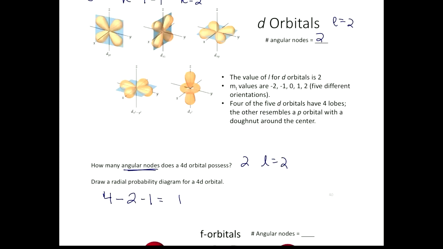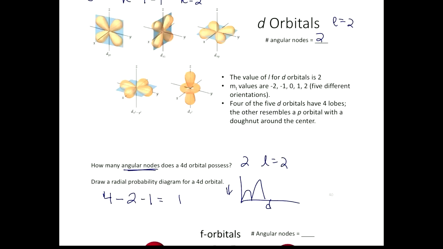Okay, and so the next question says, let's draw the radial probability diagram for a 4d orbital. So that's where this next idea comes into play. Ask yourself, how many radial nodes does a 4d orbital have? And that will allow us to draw the diagram. And so I already calculated here that the number of radial nodes is 1. So we just draw that graph with 1 radial node. All right, so does that have 1 radial node? No, that actually has 0 radial nodes. So I actually need 1 more hump. So there we go. That's what that would look like for a 4d orbital.